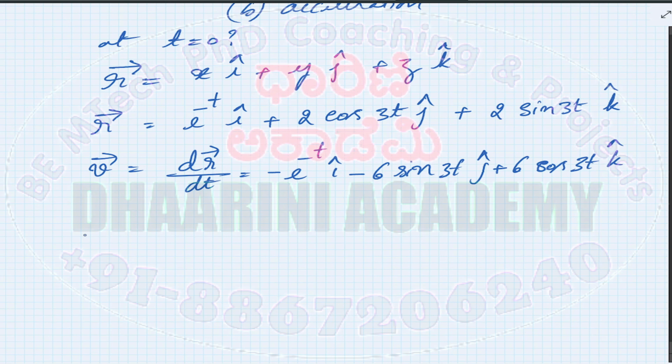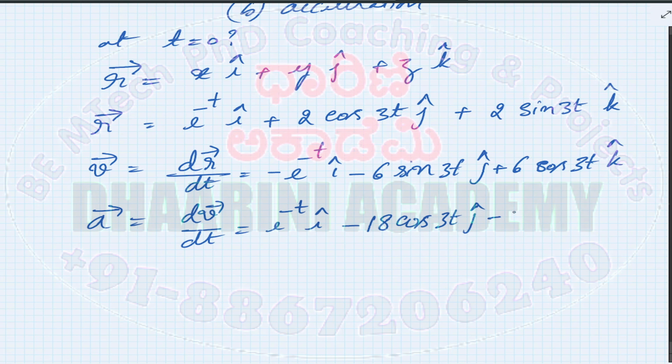Now let's write acceleration. That is nothing but dv by dt. This is minus of minus is plus, that is e to the minus t into i cap. Then I am supposed to differentiate the sine, which is positive. So minus is there, it remains as it is. 6 into 3, 18 cos 3t into j cap. Then 6 into 3, it's negative, minus 18, cos differentiation is sine 3t into k cap.